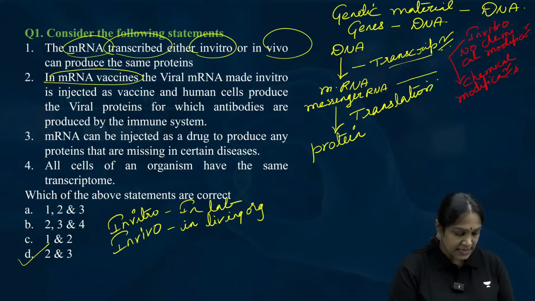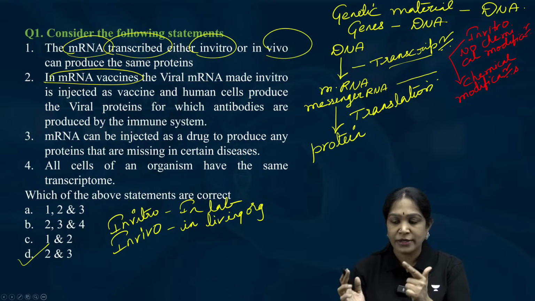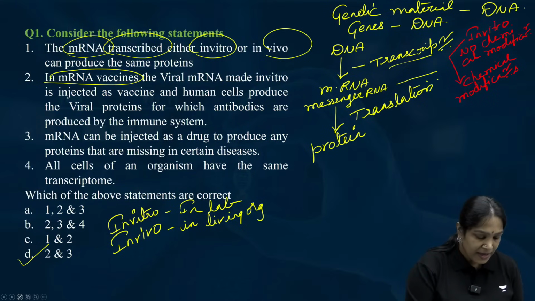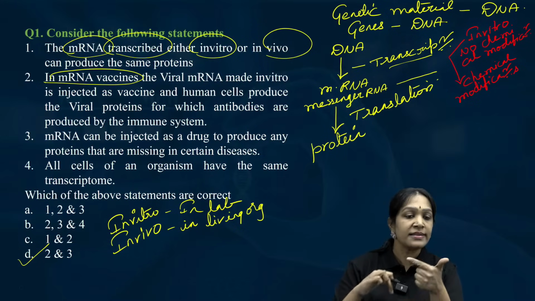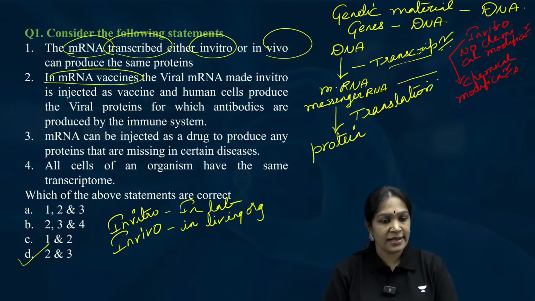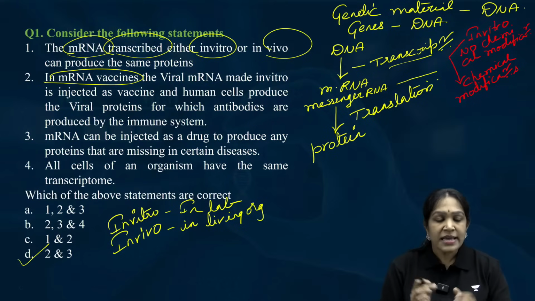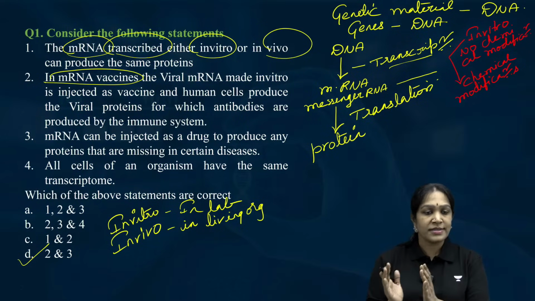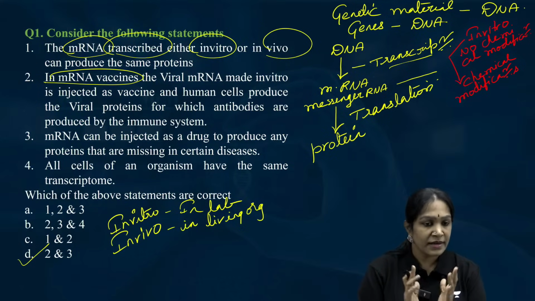If the mRNA is synthesized in the laboratory, are there any chemical modifications occurring to the mRNA? No. Very good. But if the mRNA is synthesized inside the living organisms, there are some chemical modifications occurring to it. So, based on this explanation, is the mRNA synthesized in vitro and in vivo exactly the same, or are they different? Different. Very good.